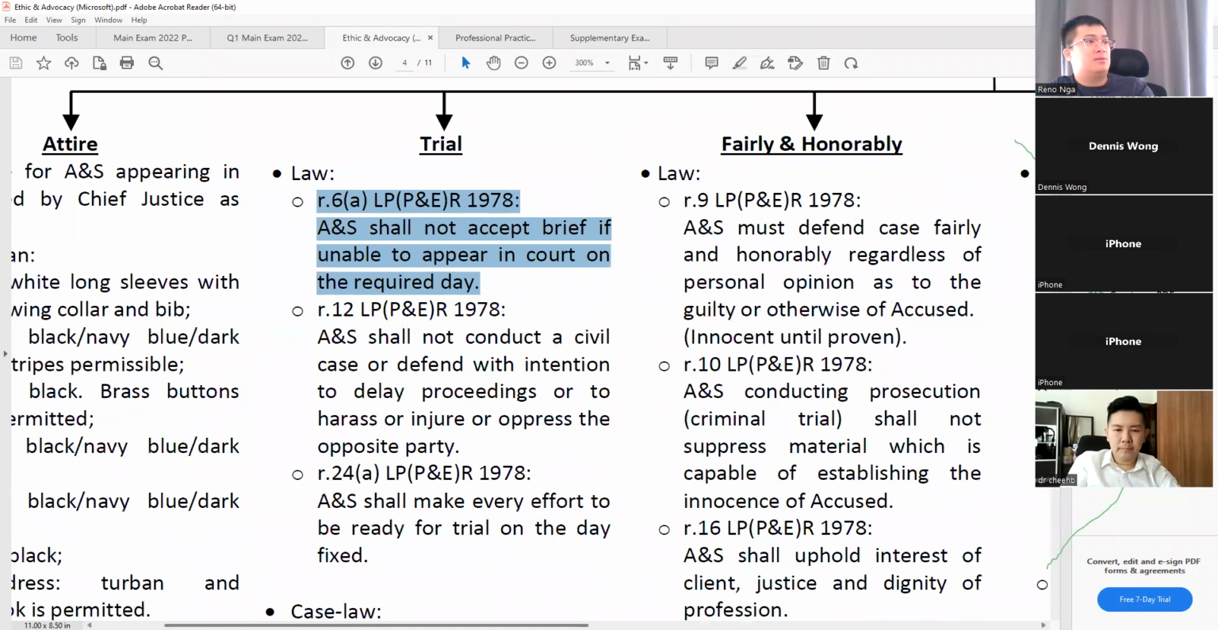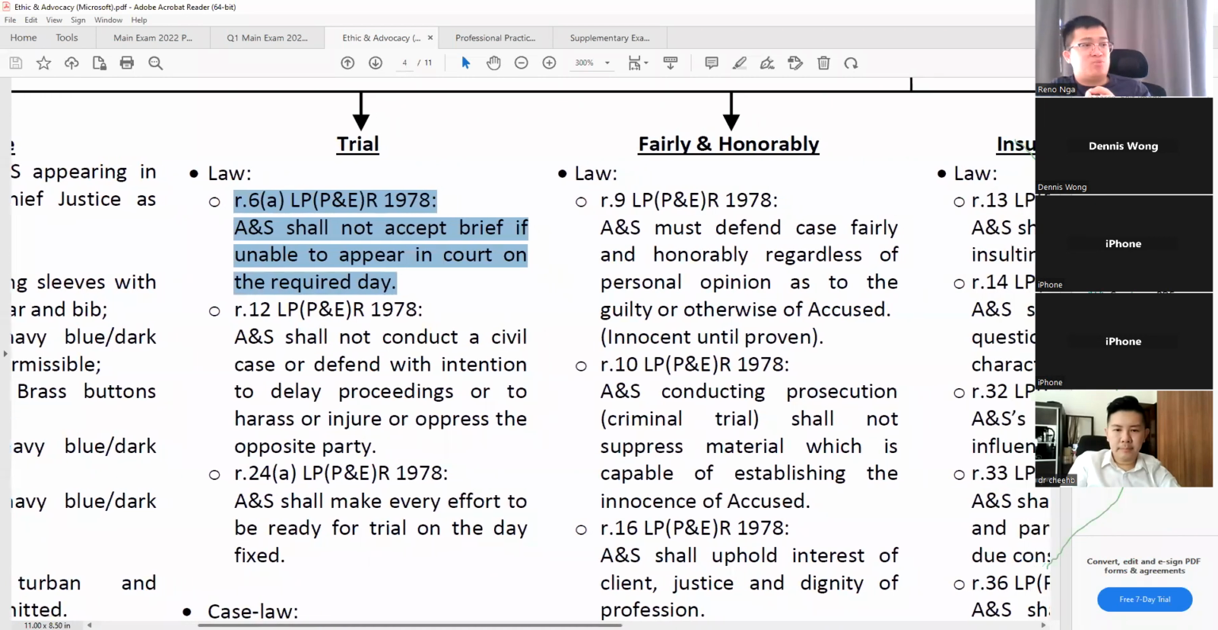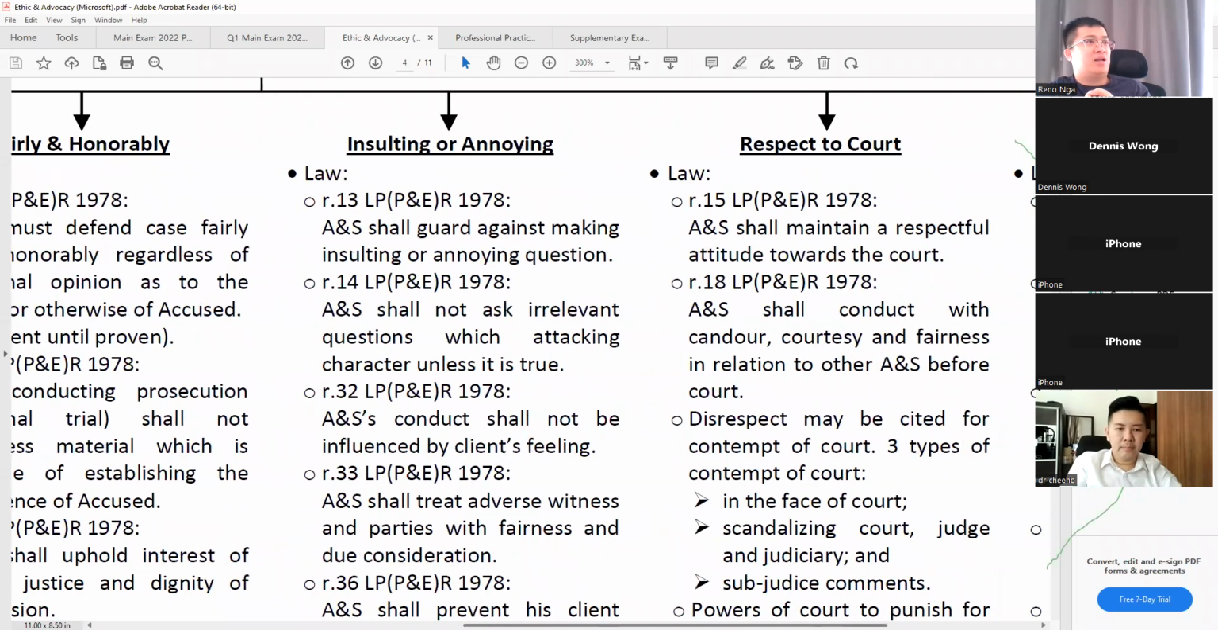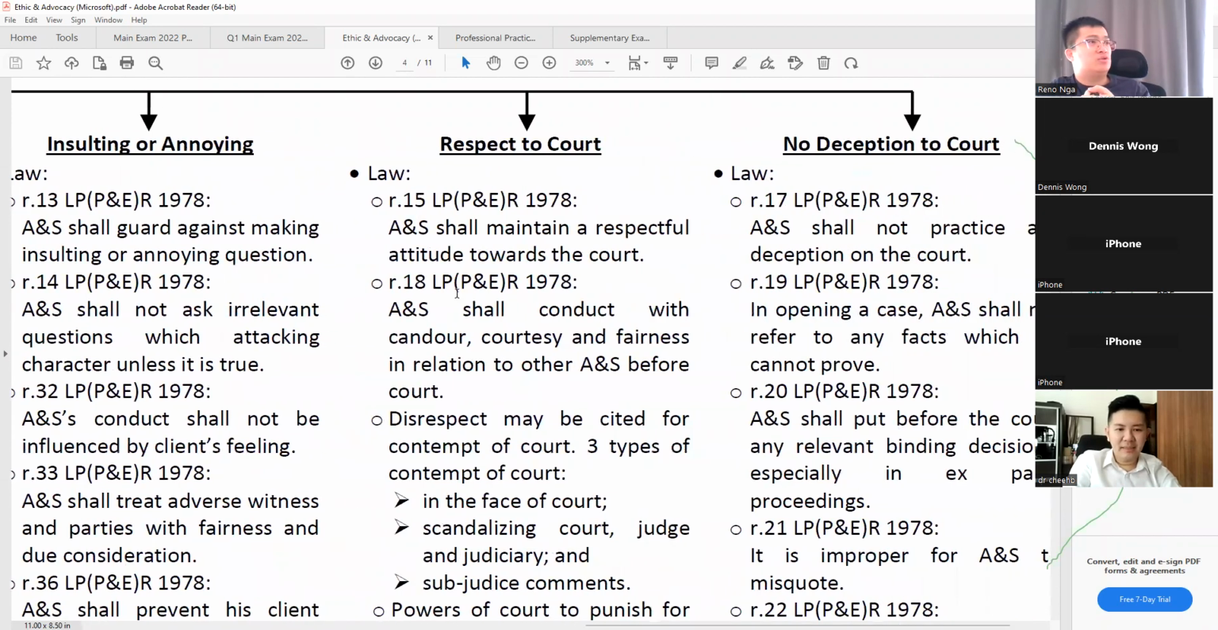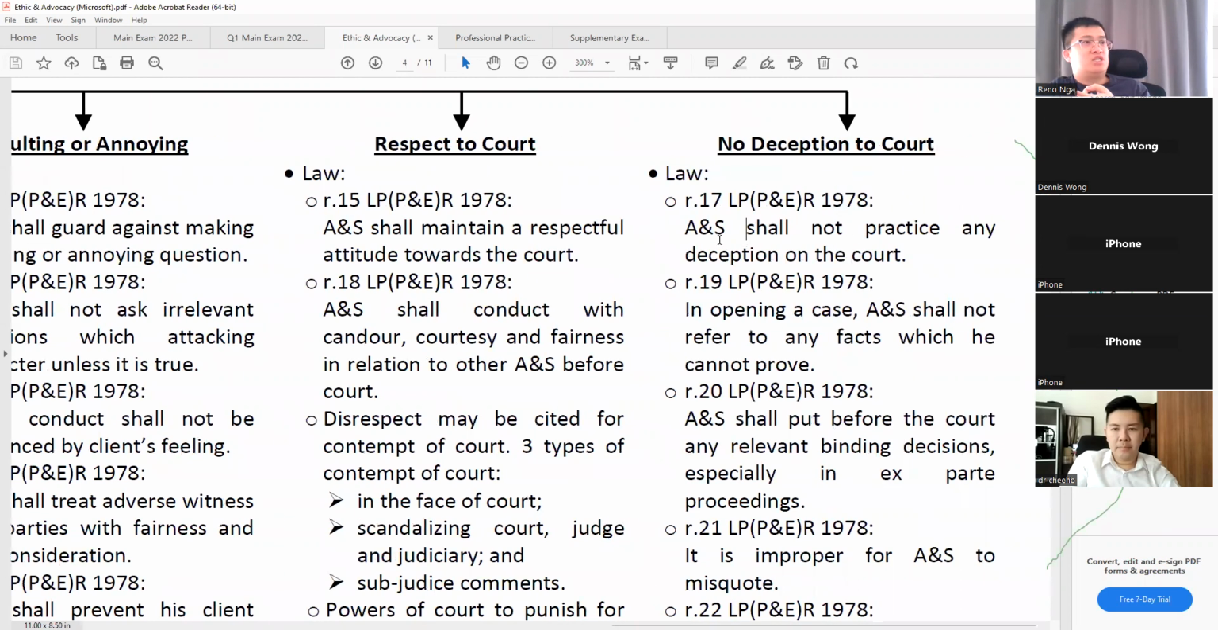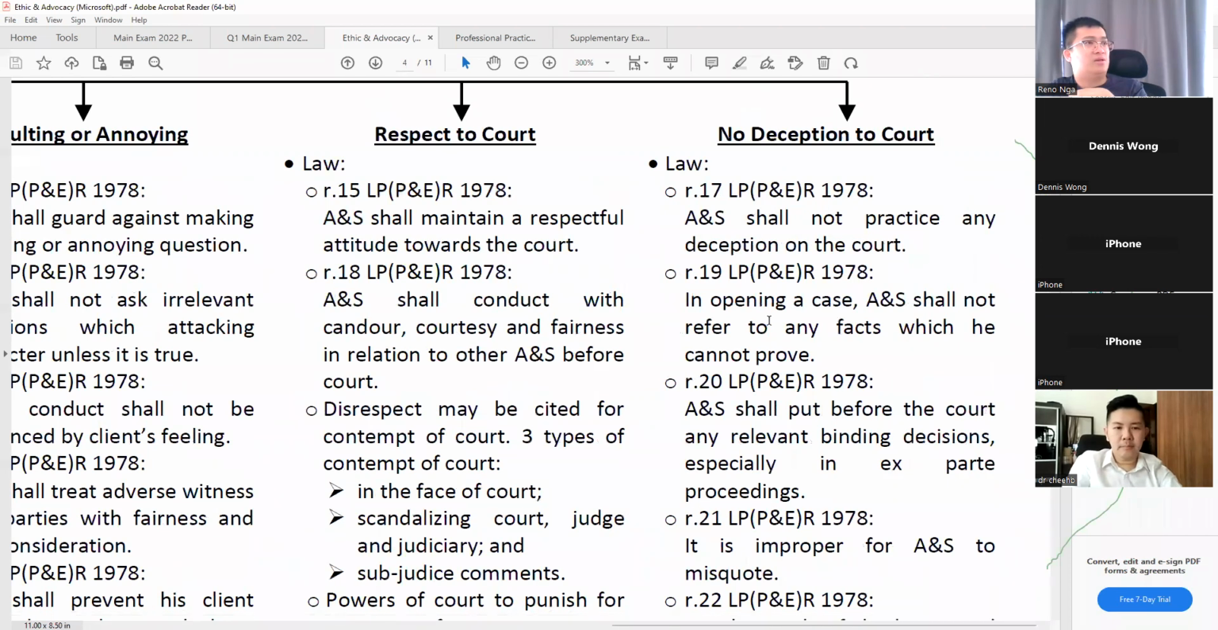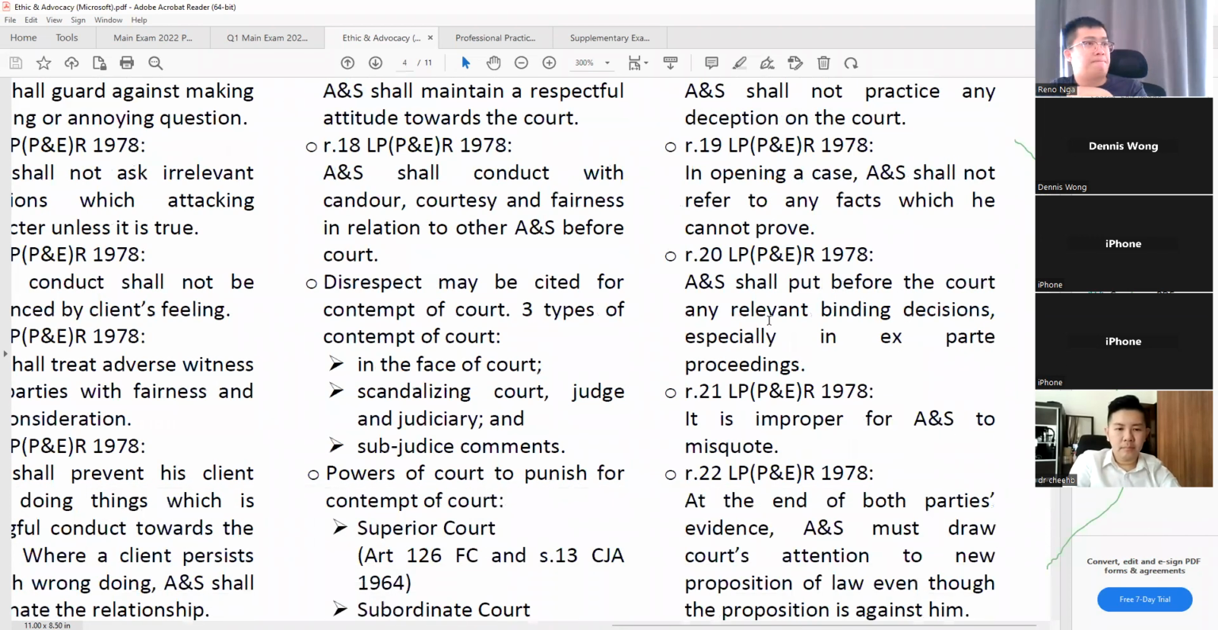And then another one, they say they want to tipu the court. Okay. Tipu the court confirm cannot lah. So another one I will use is this one. The title is here already. No deception on the court. Rule 17, cannot tipu. And then, yeah, I think that's about it. Rule 17.